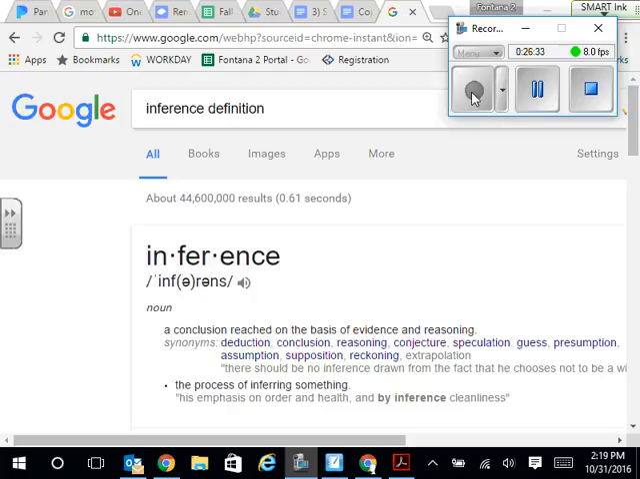His emphasis on order and health, and by inference, cleanliness. In other words, if he likes things to be in order and healthy, then we can infer that he likes cleanliness. Did you get a second one? What did you say for the second one?